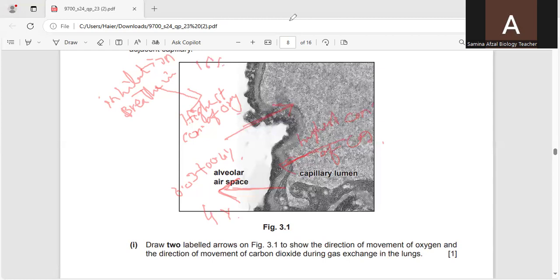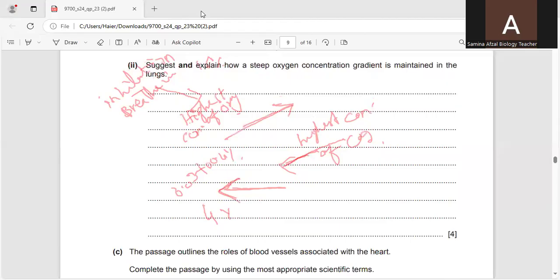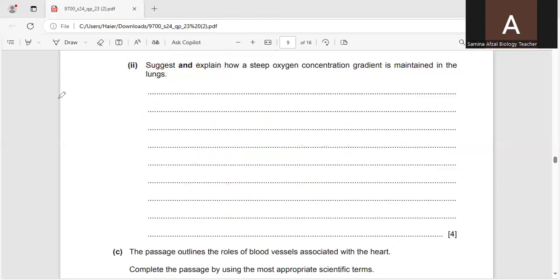Now we are moving towards the next question, and the next question is suggest and explain. Suggest and explain how a steep concentration gradient is maintained in the lungs. Already I have explained this to you, that is how the concentration gradient is maintained, and already explained why this steep oxygen concentration gradient is maintained in the body.